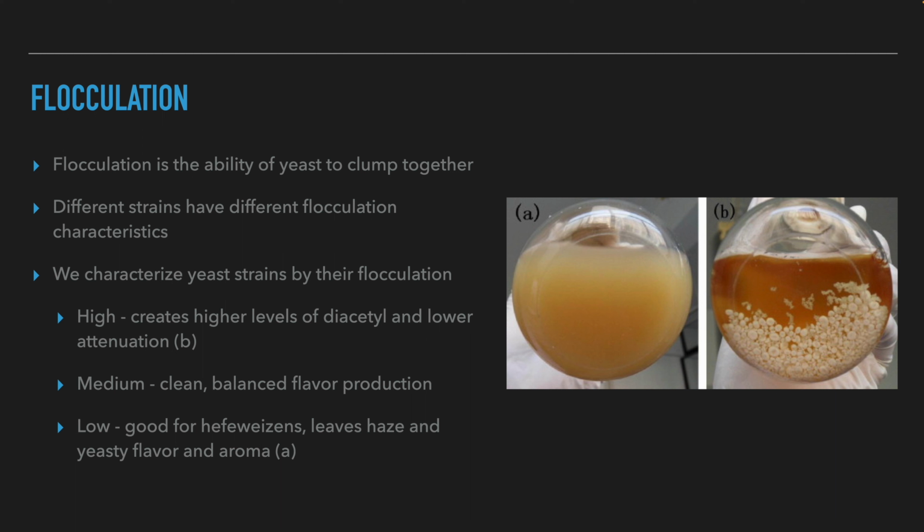In most cases, the varieties are classified into three classes according to their flocculation. High flocculation sediments quickly, sometimes even before they finish cleaning the beer from off flavors. Therefore, the beer will have higher than normal levels of diacetyl and lower attenuation. You can see an example of those on the right in the right picture marked with B. Medium flocculation usually produces clean and balanced beers, and low flocculation, in which the yeast hardly stick to each other and will remain in the liquid. It is good for German wheat beers and hazy IPAs, as I said before.